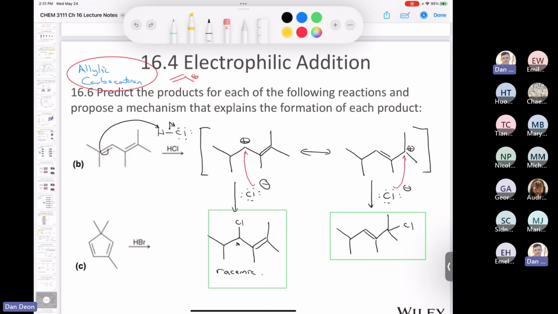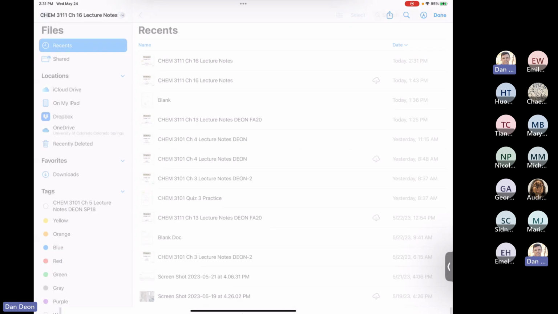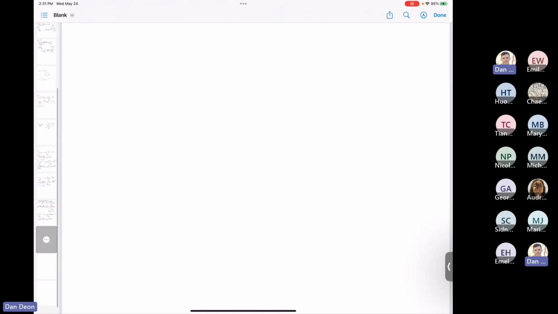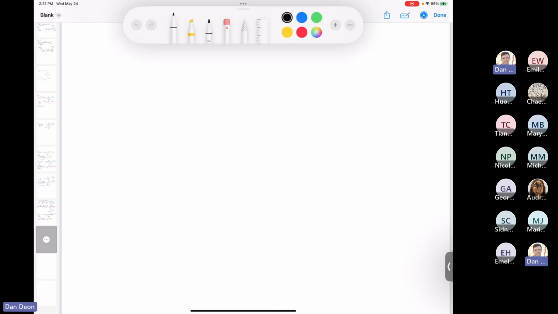So just bear with me, and I'm going to go over to a blank document here. So is there any room on here? Not a whole lot. All right, so let's see here. This is question 16.6 B. So I'm going to redraw the starting material, which looks like this. I'm missing a methyl group here, aren't I? There we go. All right, so we have our HCl molecule.